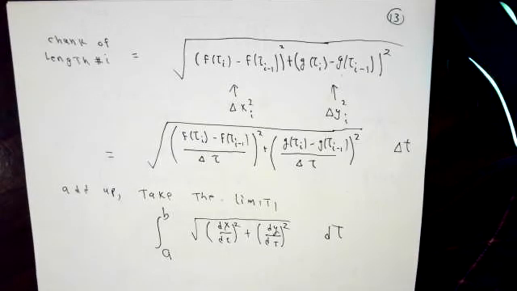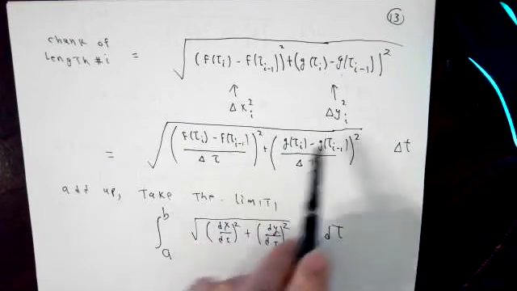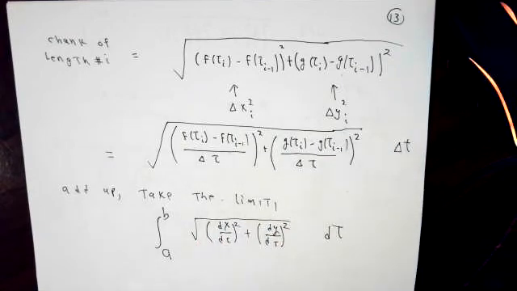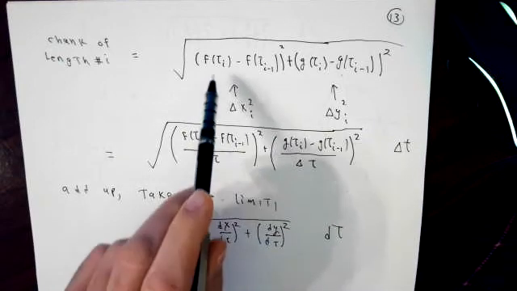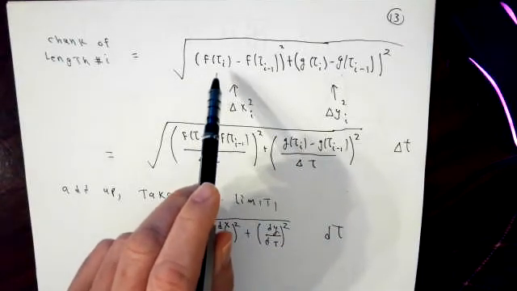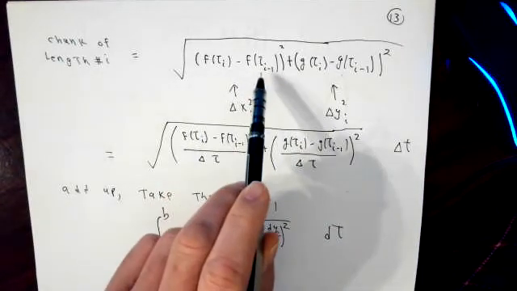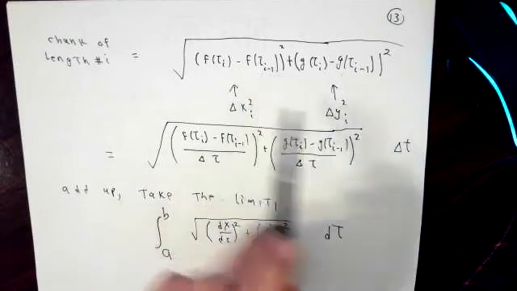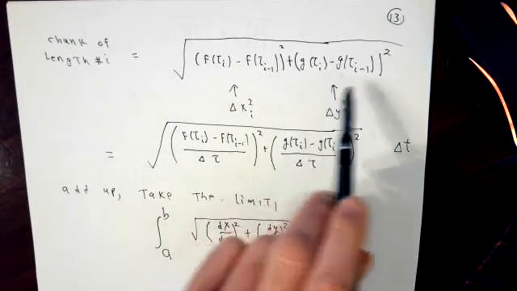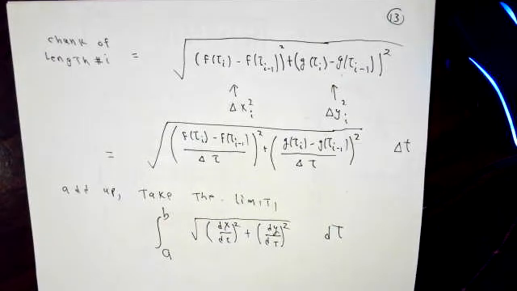If I look at the distance along subinterval number i, I have to take delta x squared and delta y squared, add them up, and then take the square root. But the change in x is the x-coordinate at the end of subinterval number i minus the x-coordinate at the start, y at the end, y at the start of subinterval number i. This is just the Pythagorean theorem again.